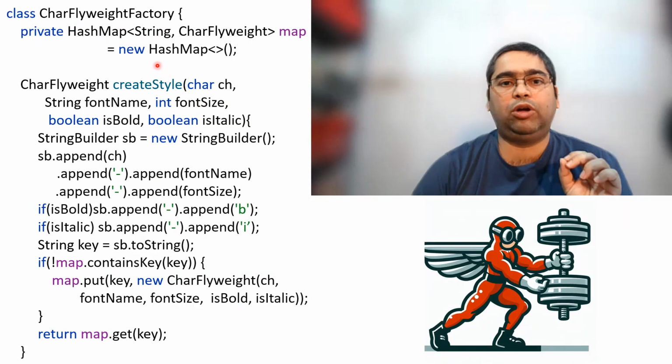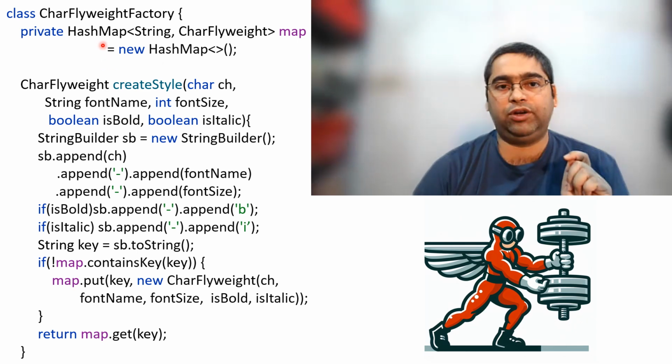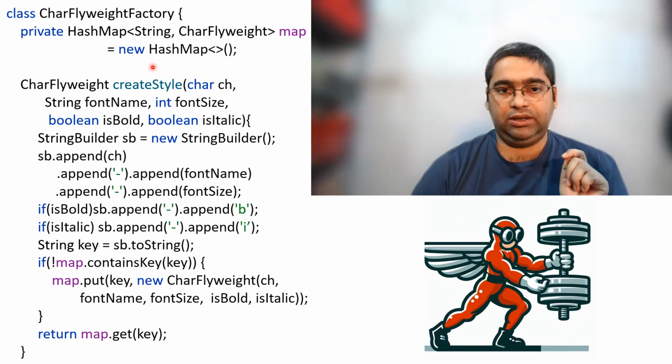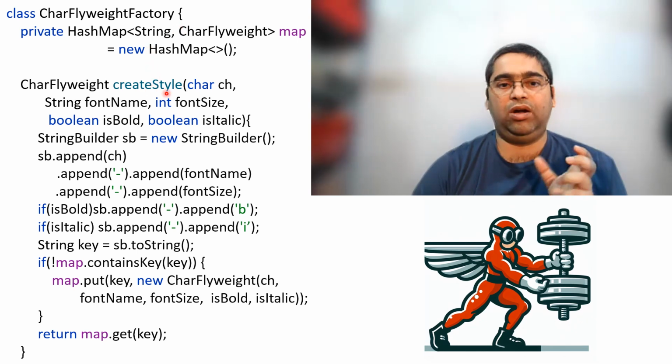After the flyweight object, we also need a factory which produces or creates that flyweight object. So we have the char flyweight factory here. It creates the style, which is actually the char flyweight object, and it caches all the flyweight objects in a hash map.